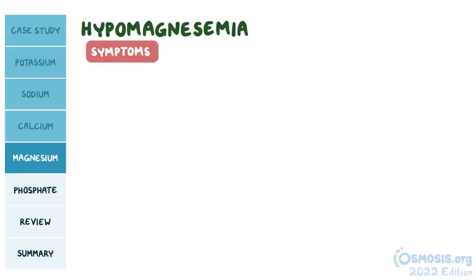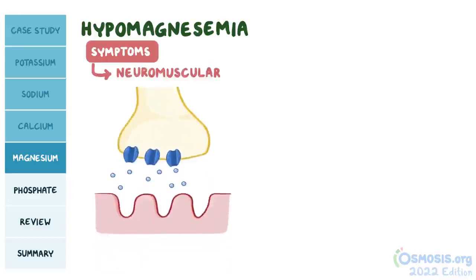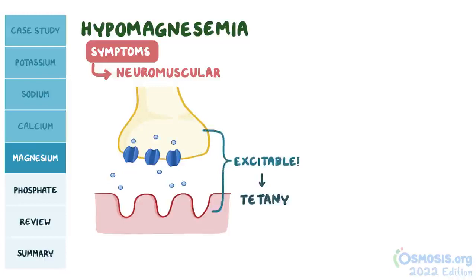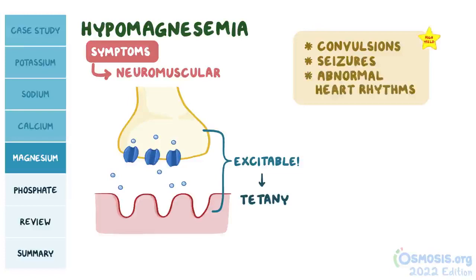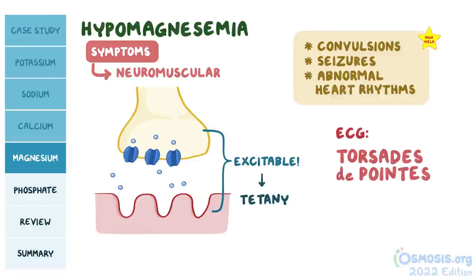Now, symptoms of hypomagnesemia are often neuromuscular. This happens because, under normal circumstances, at the neuromuscular junction, without magnesium floating around, calcium can enter neurons easily. This makes the muscles and nerves more excitable, meaning that a person can present with tetany. Severe hypomagnesemia can even lead to convulsions or seizures, as well as abnormal heart rhythms. On the ECG with hypomagnesemia, a form of ventricular tachycardia called torsade de pointes can occur.